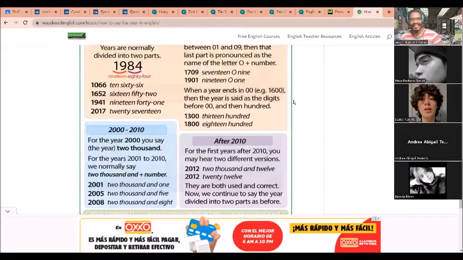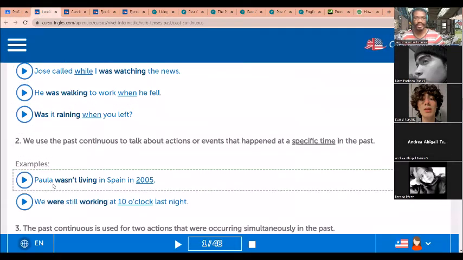2005. All right, so for years in general, guys, if you struggle with the years still, I'll share this one later. The general rule is split it in two, 1652. But with years like 2000, since there are so many zeros, we go 2001, 2010. All right, so those are the general rules for dates. So Paula wasn't living in Spain in 2005. Repeat and continue. Paula wasn't living in Spain in 2005. And the other one, we were still working at 10 o'clock last night.